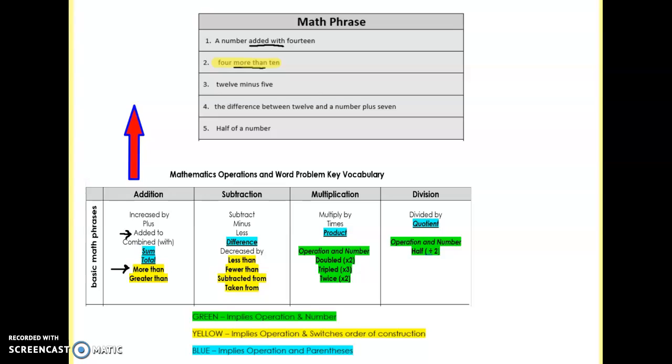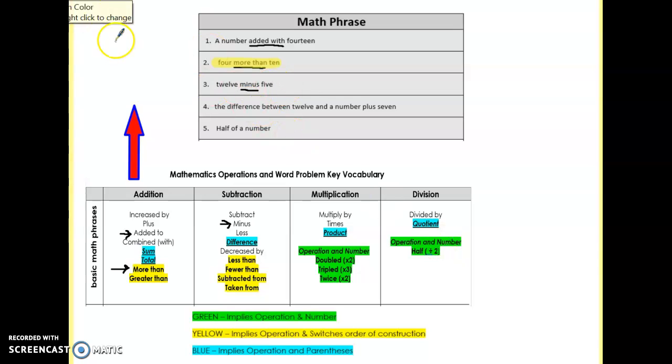Okay, taking a look at number 3, 12 minus 5. So minus is my key word. If I come down to my chart, it is just a subtraction word. I would move left to right. I would construct my expression that way, but there's no fancy implied meaning. So you would just leave it with the underlined minus.